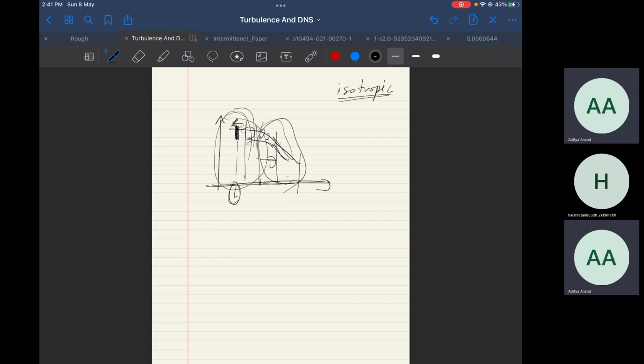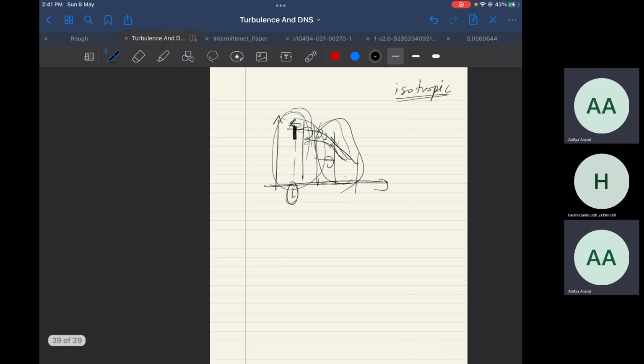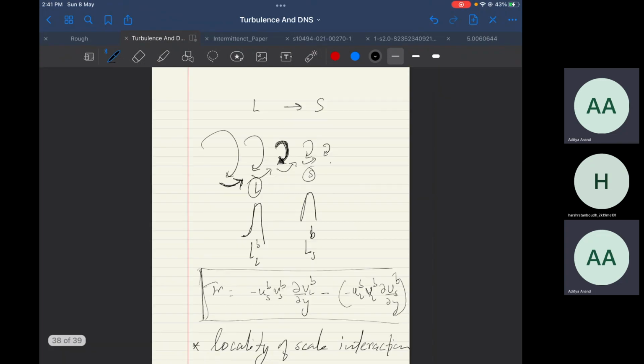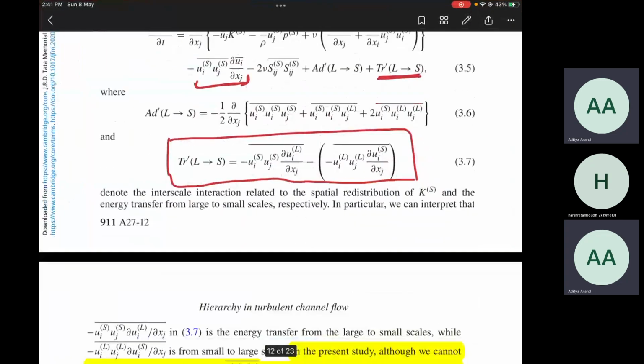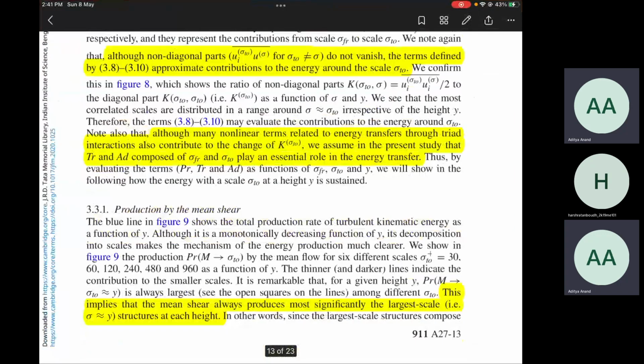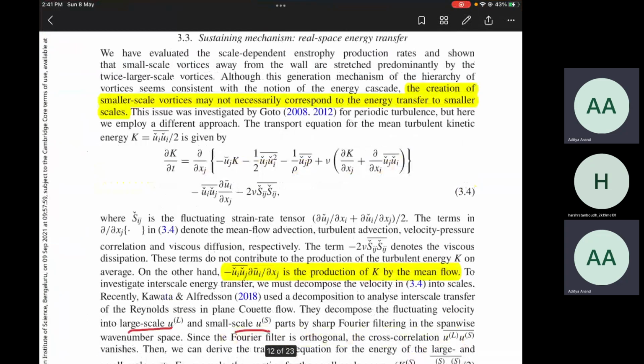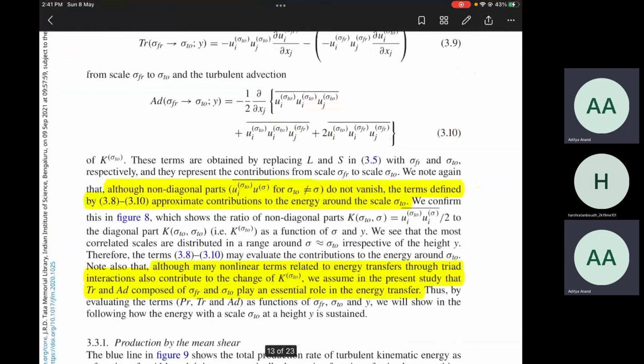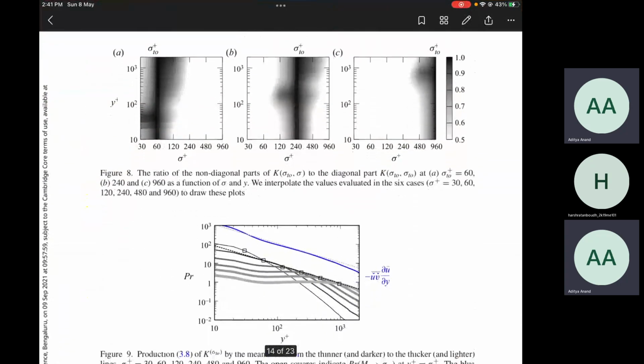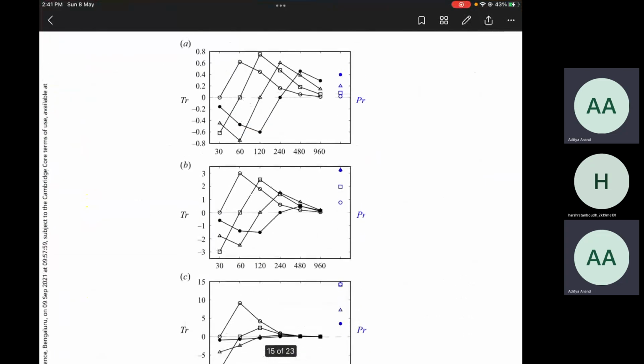Okay, so that was just a side note. Do not get confused. Okay, so this is the transfer of energy from large to smaller scales. Okay, let's see what they have done now.